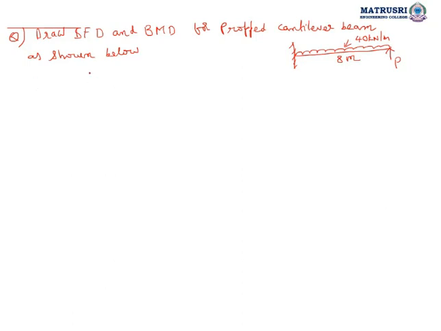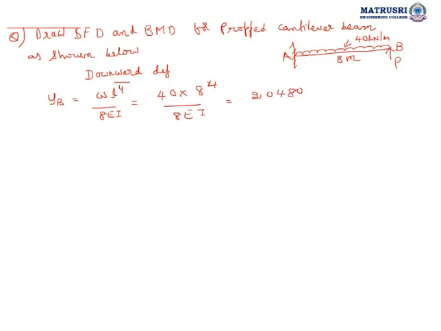So first, downward deflection. Downward deflection is due to UDL. Whenever total UDL is there, what is the formula? WL to the power of 4 by 8EI. I am taking this as A and this as B. So what is W? 40 into 8 to the power of 4 by 8EI. How much will you get here? This is 20480 by EI.